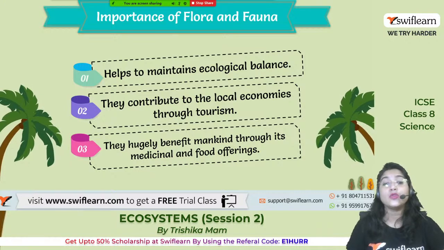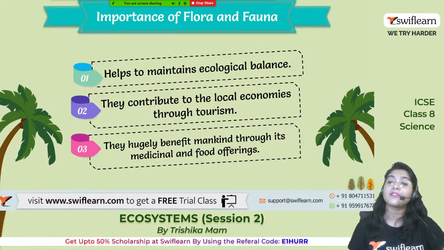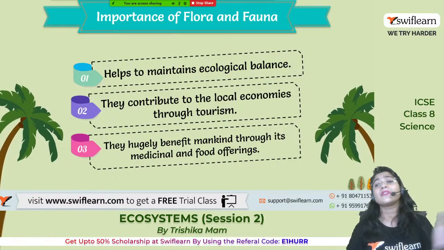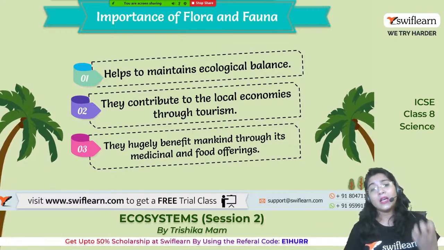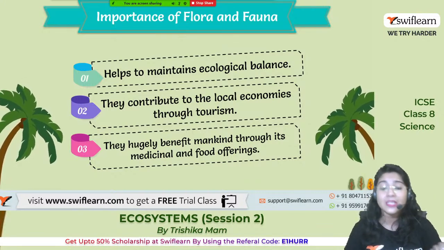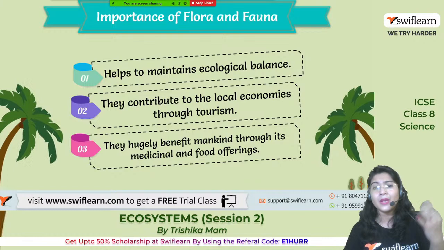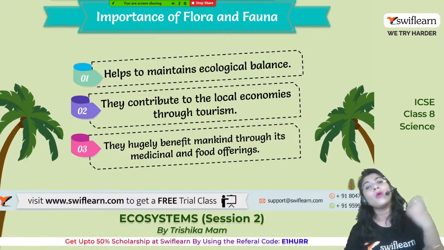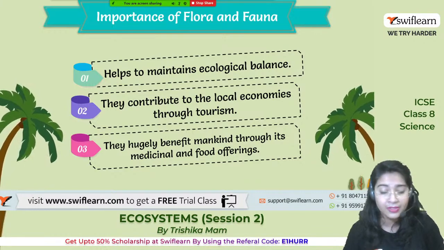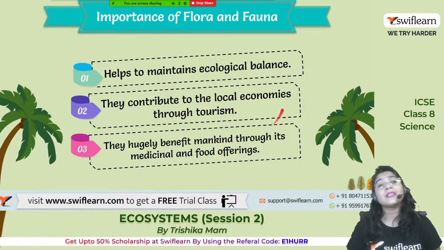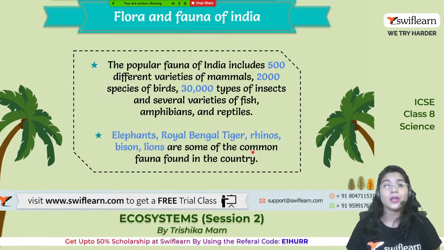Next is the huge benefit we get from the different plants and animals. We get a lot of different types of medicines from the different medicinal plants, right? We also get wood from the plants, and other things like rubber and paper from the plants. So we are all getting a lot of different benefits from the plants. So these are the different importances of flora and fauna.